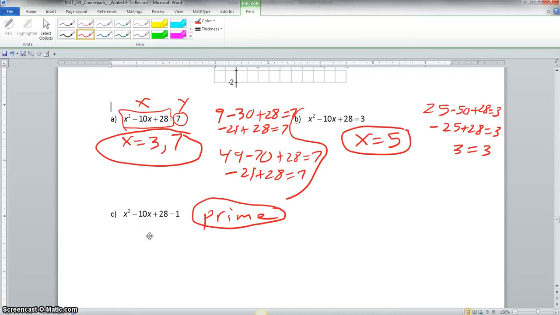Now, class, I made a little error on C. The answer to C should actually be no solution, not prime. You should write down no solution. That is because since this problem is set equal to a value, we'll write down no solution instead of prime. As I said, we will write no solution.